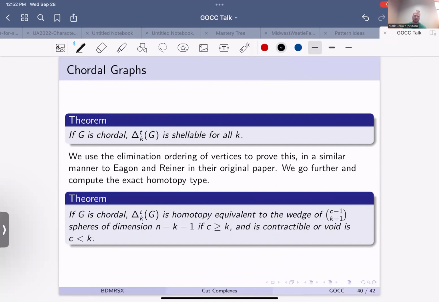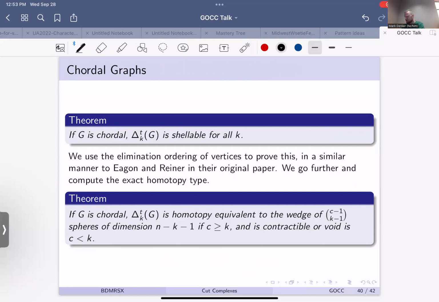And we can actually go further because of all of those lovely properties of what removing these simplicial vertices did to our complexes. We knew, because they're shellable, that they're a wedge of spheres of the appropriate dimension, but we can tell you exactly how many spheres there are. It just depends on the number of connected components of your complex. If you have enough connected components, you get some binomial coefficient of spheres. If you don't, then you'll be contractible. And if you don't even have an independent set of size K, then you're the void complex.